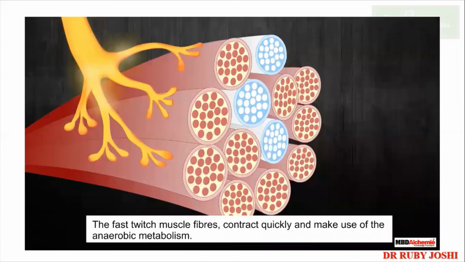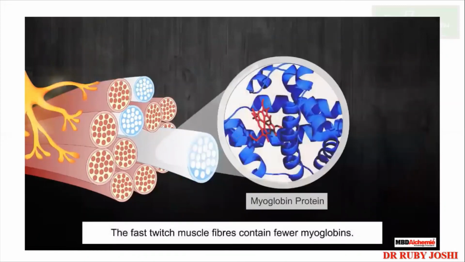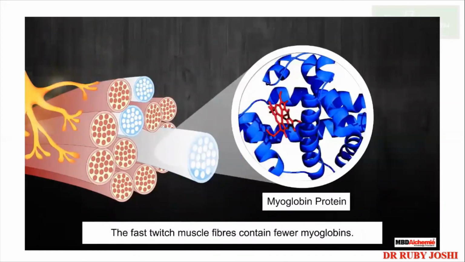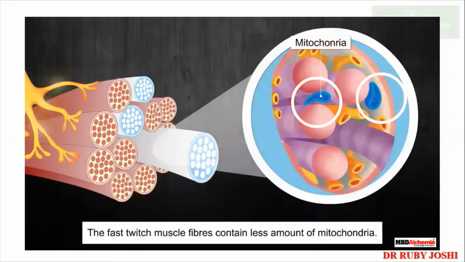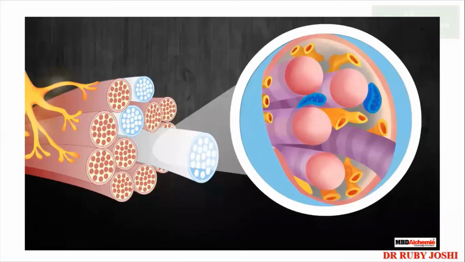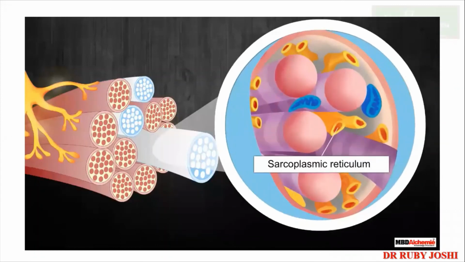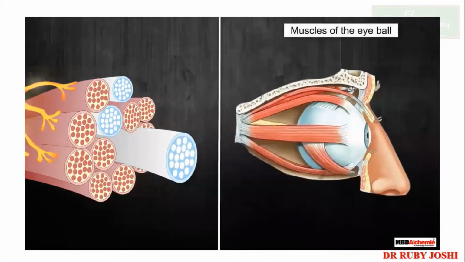The fast twitch muscle fibers, on the other hand, contract quickly and make use of the anaerobic metabolism. They generally contain fewer myoglobins, thus are pale or whitish, hence also known as white fibers. The number of mitochondria are also few in them, hence they have a low oxidative capacity. That is, the ability to use oxygen is low. The amount of sarcoplasmic reticulum is high in white fibers. For example, the muscles of the eyeball.